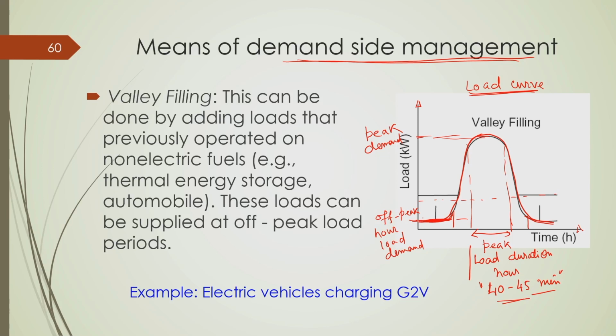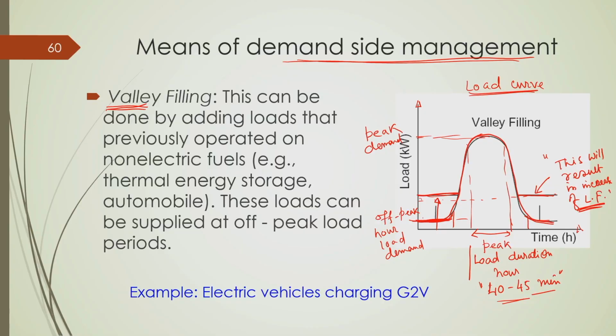Okay. Now, this off peak hour is sometimes called the valley of this load characteristic, and if you can increase this valley to some value like this, then obviously this will result in an increase of load factor. Okay. So, if you can increase this off peak hour load demand or valley to some extent, then you will be able to increase the load factor. So, if load factor increases, this would be beneficial for the utility.